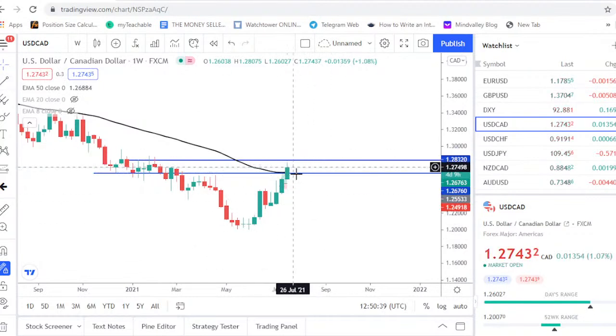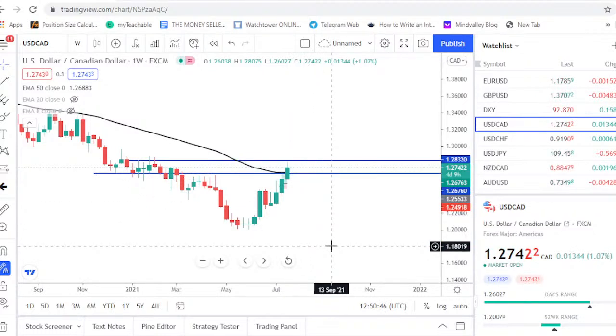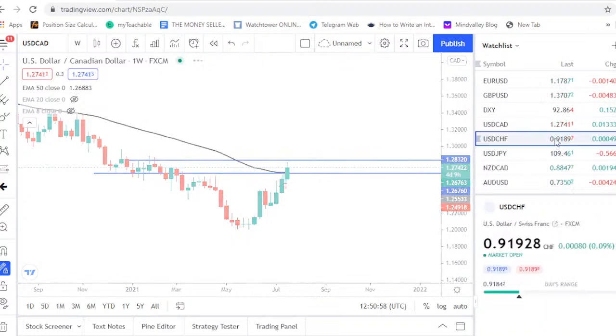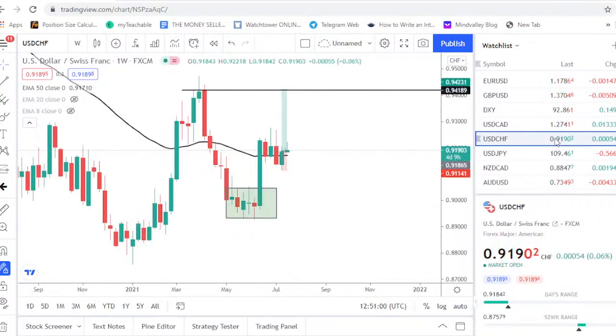So if I have it back below this other resistance, then I will continue to look to go short rather than go long. But if it remains above this area, that's the area of 1.28, I'll be looking to go long. Let's look at USD CHF.